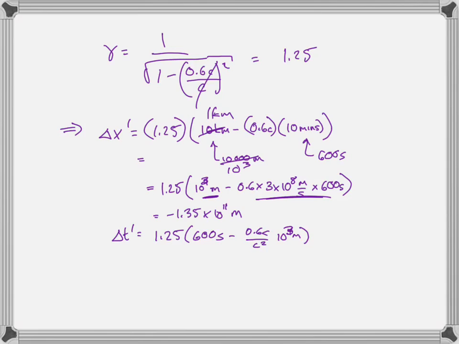So back to the delta t prime. I'm just going to multiply this out. 1.25 times 600 seconds, minus 0.6 times 10 to the 3rd over 3 times 10 to the 8. I just canceled the c on top with the c on the bottom, and that's how I got this. You'll notice that this is extremely small compared to this right now. But the answer is not 600 seconds. The answer is 600 seconds times 1.25.